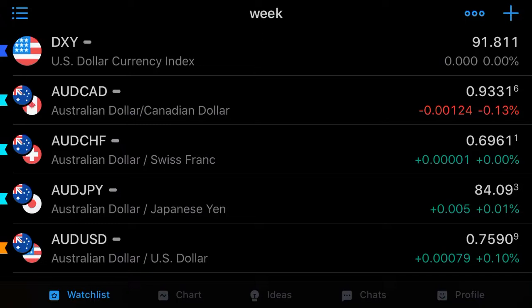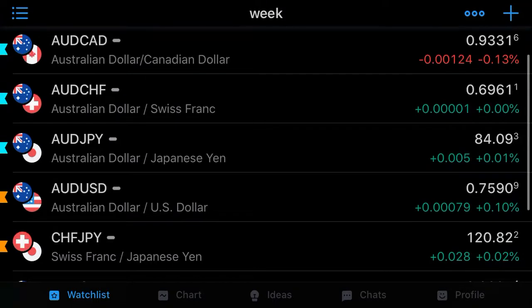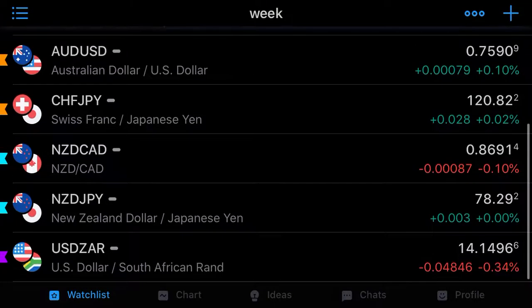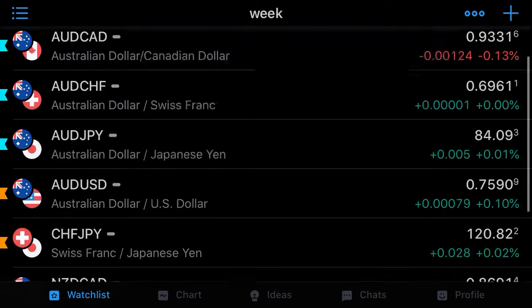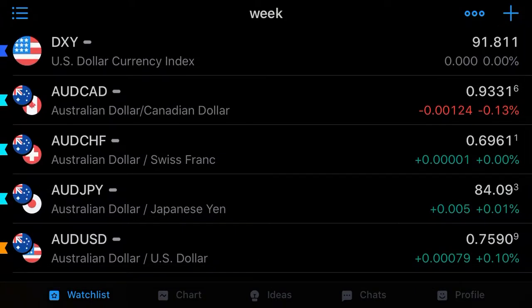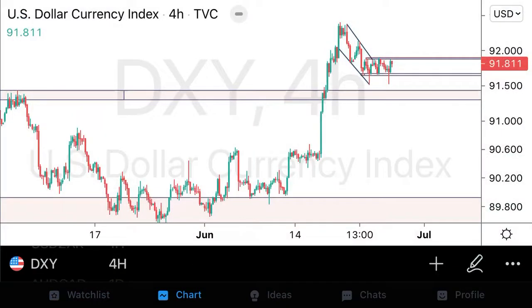We're going to go through 6 different pairs. So we're going to go through the DXY, Aussie CAD, Aussie Swiss franc, Aussie yen, New Zealand dollar CAD, and New Zealand dollar JPY. Now to start things off, guys, we're going to get into some DXY.